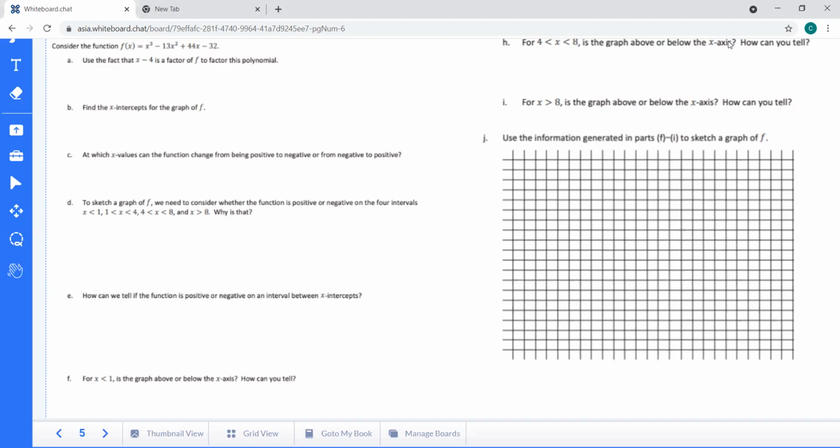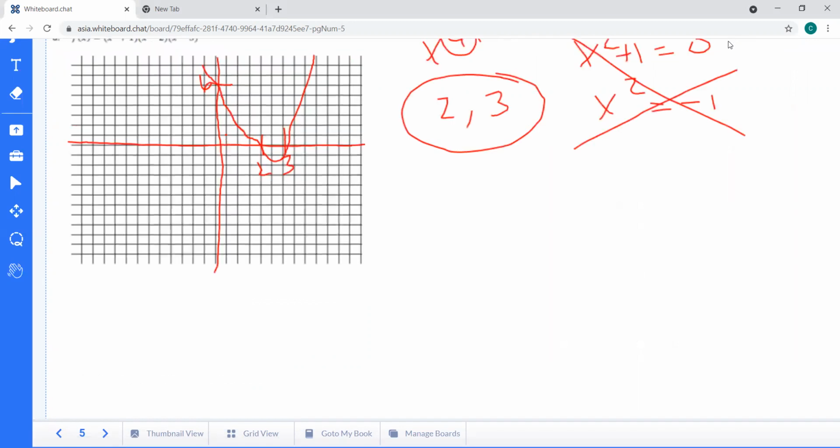Did I skip some? I'm going to skip some. Let me look at this again. No? Okay. All right, actually I do want to do one that I don't have on here. So I'll do it right here.